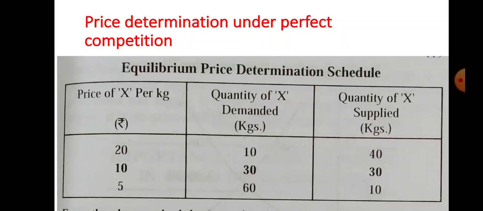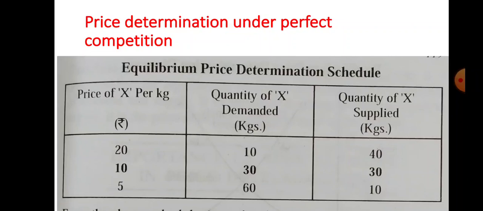Here one table is given. In the first column, price of commodity X per kg is given. In the second column, quantity of commodity X demanded in kilograms is given. And in the third column, quantity of commodity X supplied in kilograms is given. Let us see. When price is rupees 20, quantity of commodity X demanded is 10 kilograms, and what about the quantity supplied? That is 40 kilograms. So here demand is not equal to supply, so there is disequilibrium in the market. So there is a downward pressure on the price to come down.